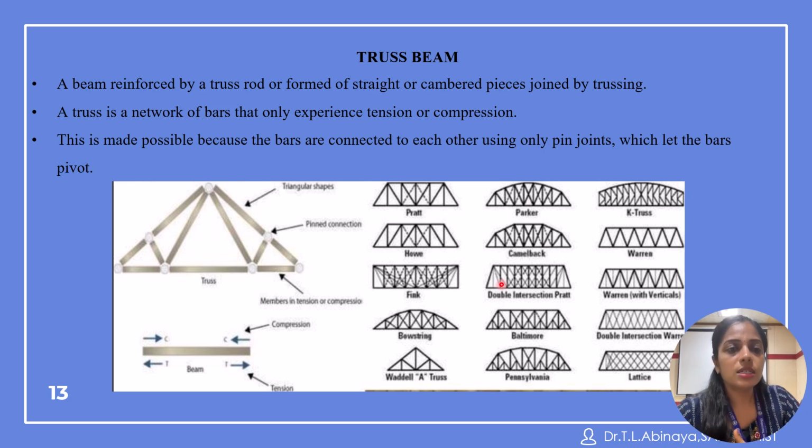Truss beam. A truss beam is a beam reinforced by truss rods, formed of straight pieces joined by the trusses. The truss is a network of bars that experience only tension and compression. So it has only tension and compression, with no bending moment or shear force. This is made possible because the bars are connected to each other using only pin joints, which act as a free pivot.